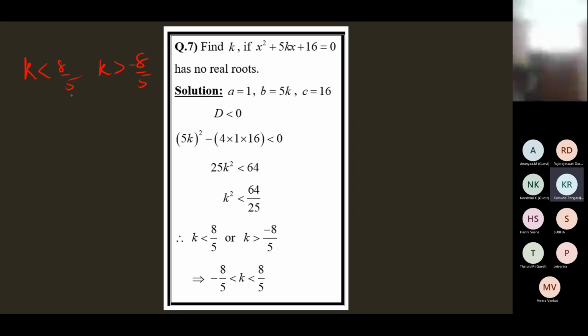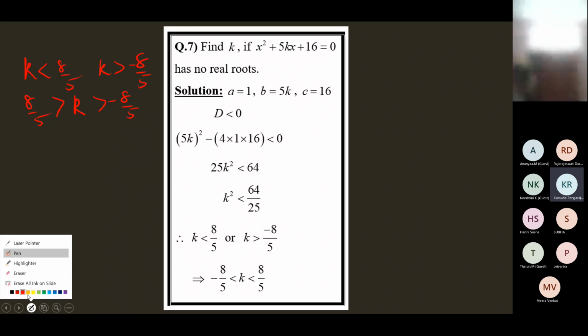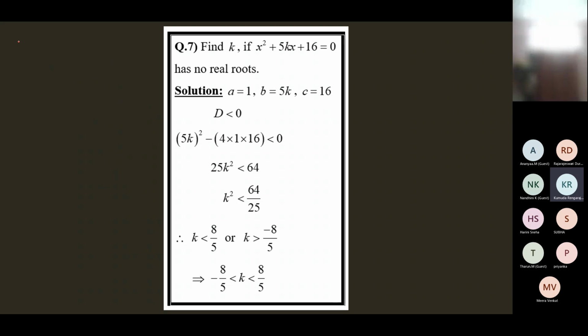Okay, so when you take this 8 by 5 here and the k here, you know, the inequality is reversed. It becomes greater than. And here, k is greater than minus 8 by 5. Just put it together. Sorry, this is plus. I didn't write it correctly, children. I should have taken the positive. This is negative. K is greater than minus 8 by 5 or k is less than 8 by 5. All right. These are the two things.